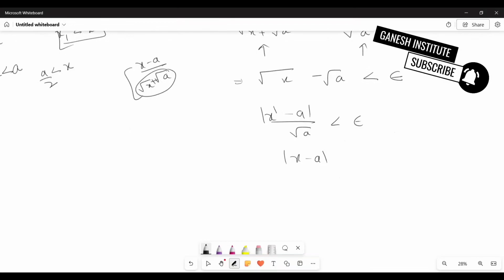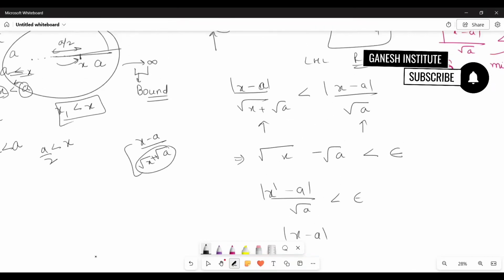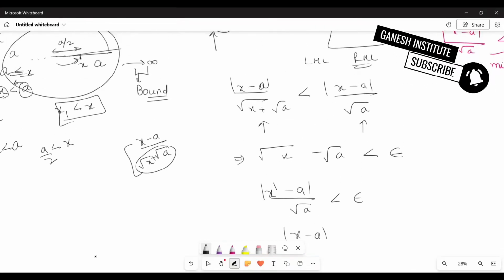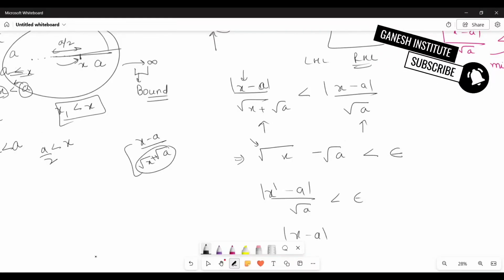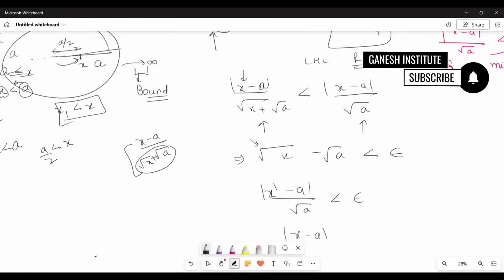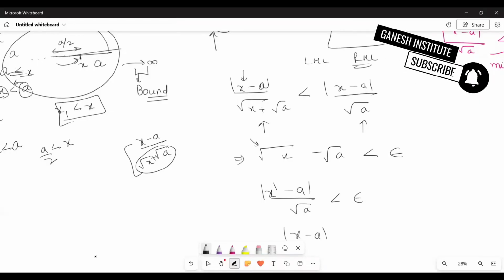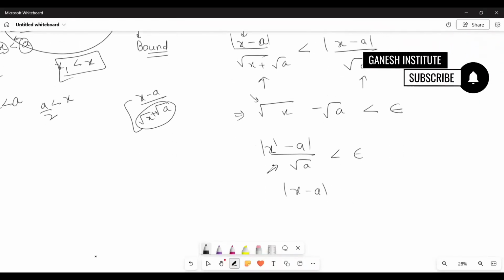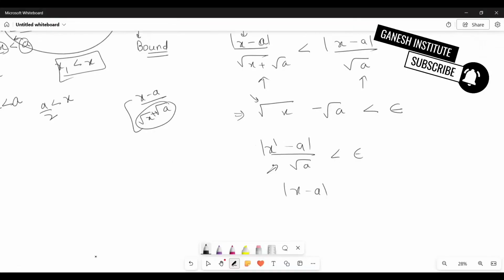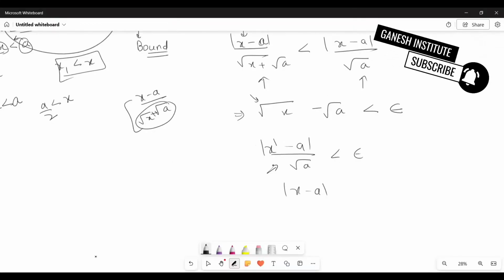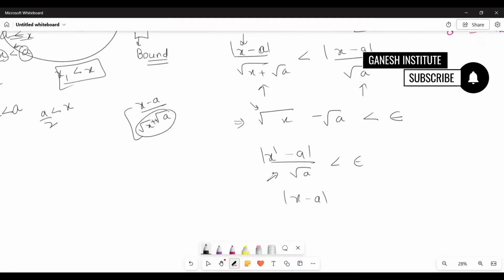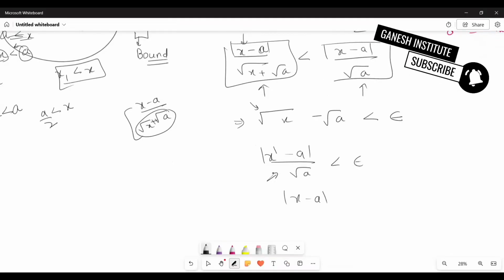And how do you get rid of root x again? Where? Here, numerator. Denominator. Denominator, okay. Why x is not here? This is what you're asking. So basically, what is it? I know this value is lesser than this.